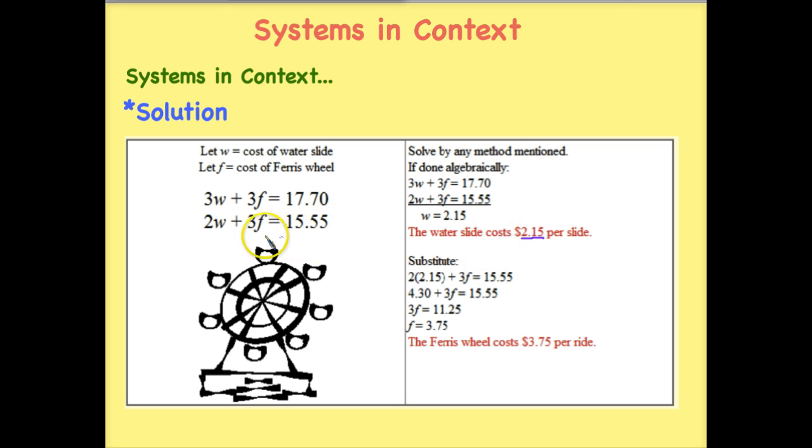When we substitute that back in, and I substitute it into this bottom equation, we can solve and determine that the Ferris wheel costs $3.75 per ride. So hopefully you got that right. Let's look at our third and final example.